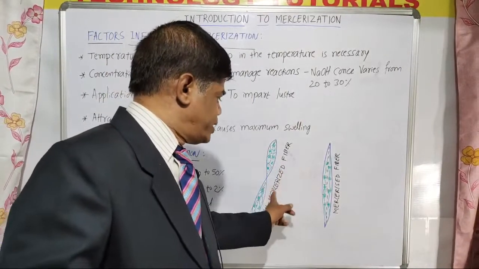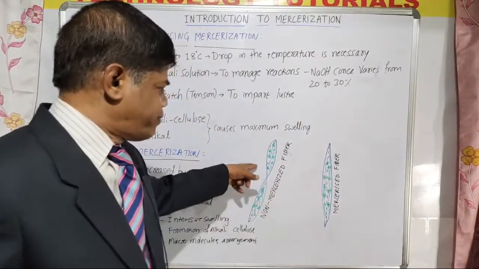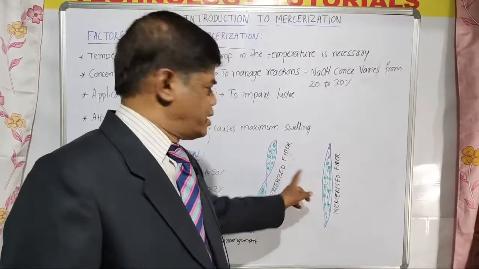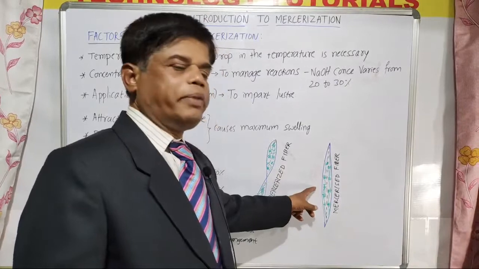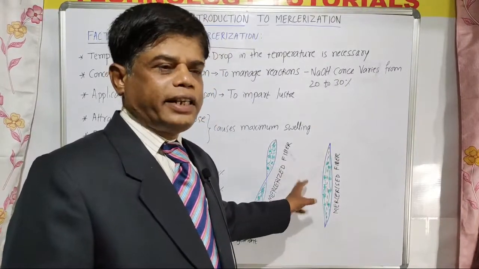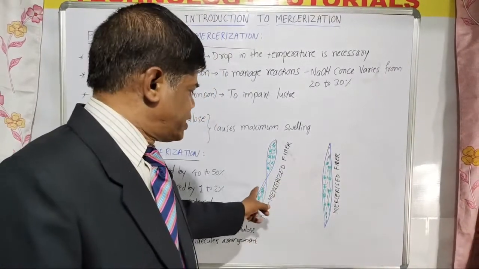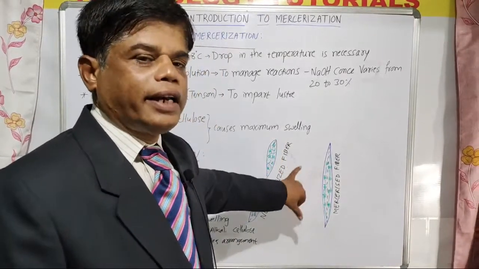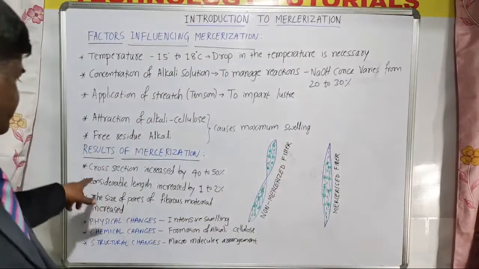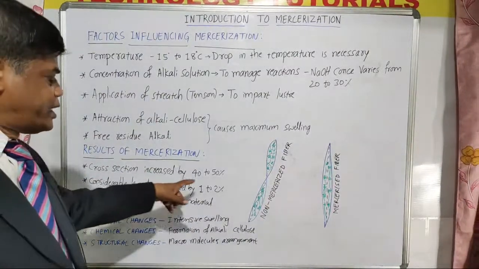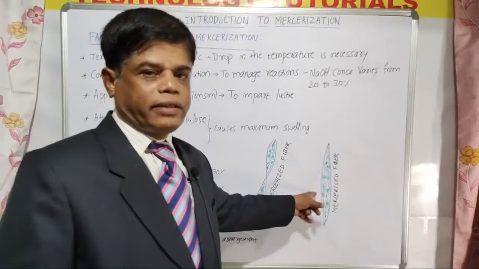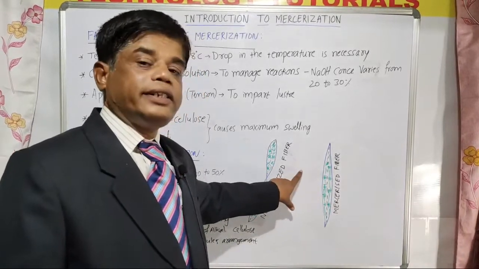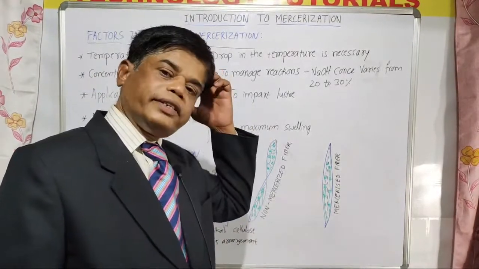The difference here is that this is a flattened non-mercerized fiber, and this is after mercerization. There are physical changes in the cross section and length of the fiber. The cross section is increased by 40 to 50%, and the length is increased by 1 to 2% after mercerization.